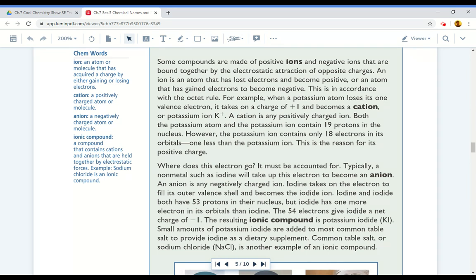For example, when a potassium atom loses its one valence electron, it takes on a charge of positive 1 and becomes a cation, or potassium ion, K+. A cation is any positively charged ion. Both the potassium atom and the potassium ion contain 19 protons in the nucleus. However, the potassium ion contains only 18 electrons in its orbitals, one less than the potassium atom. This is the reason for its positive charge.